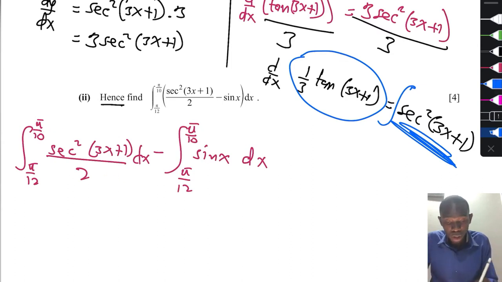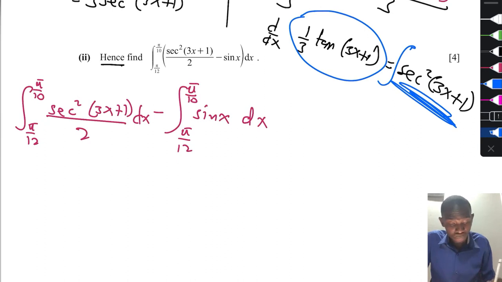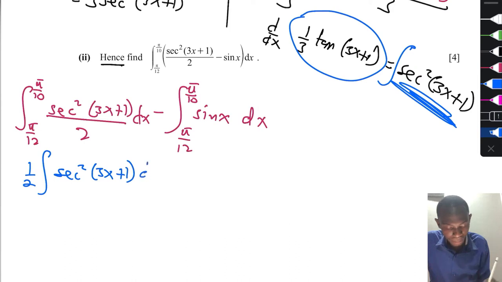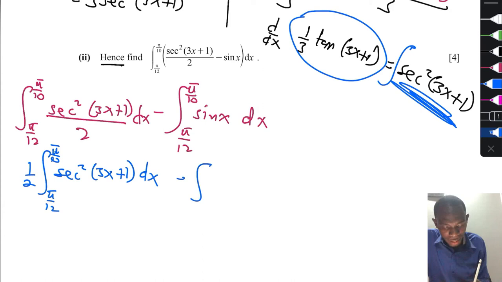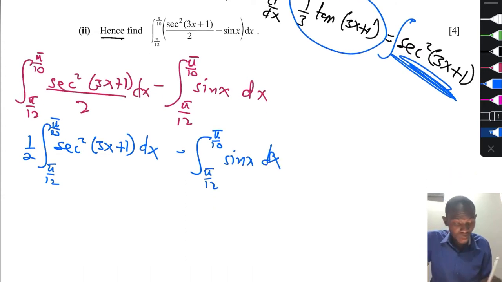Okay, but now before you even see it more clearly, why don't we factor out half? So you're going to have half out, then you have the integral of sec square 3x plus 1 dx, and then you are doing it from pi on 10 all the way to pi on 12. Okay, so now you see it clearly. Then you have the same thing, pi on 12 sine x dx. Okay, so what is the best thing to do right now?